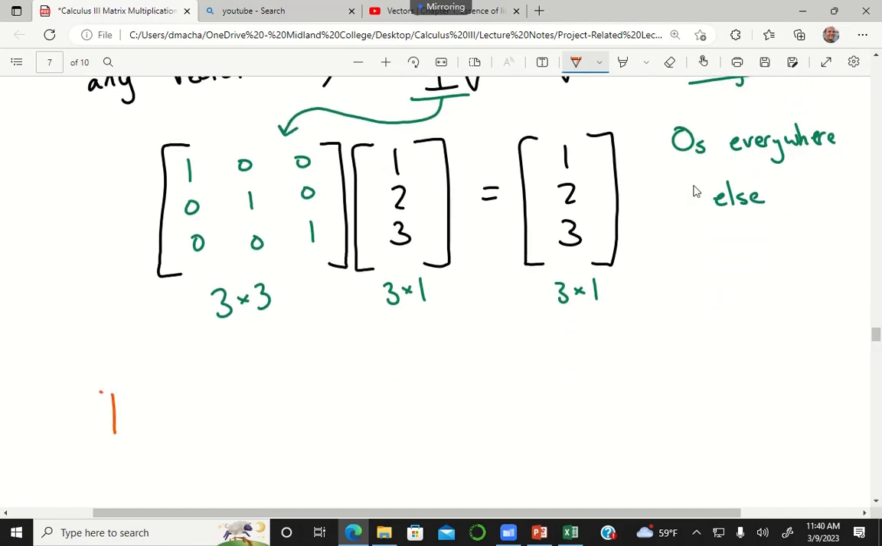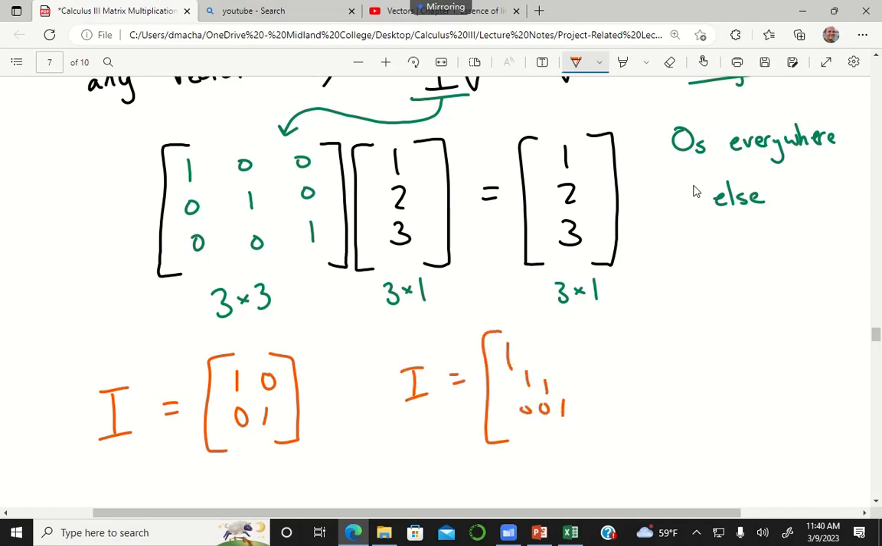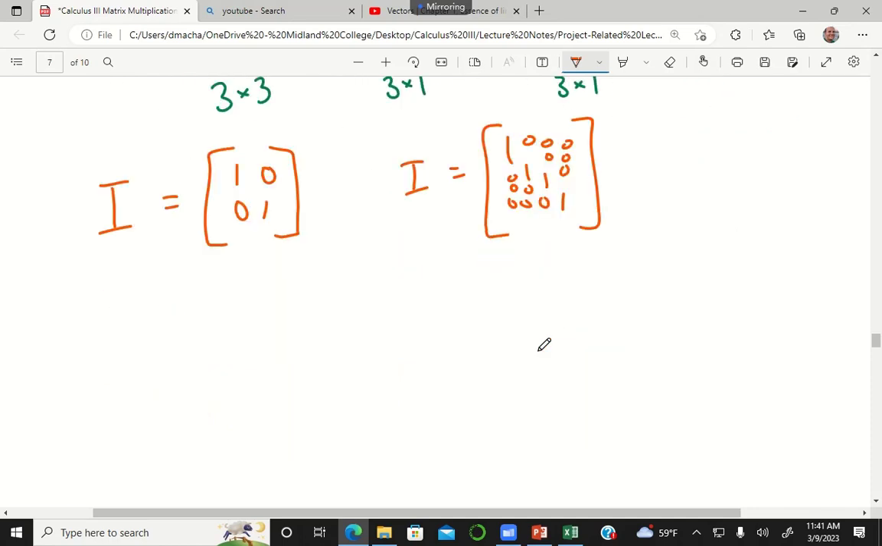But aside from being square, you can have an identity matrix of any size, right? So this is a 2 by 2 identity matrix. And then, of course, you could have a 4 by 4 identity matrix, like that. But you get the idea. 1's on the diagonal, 0's everywhere else.